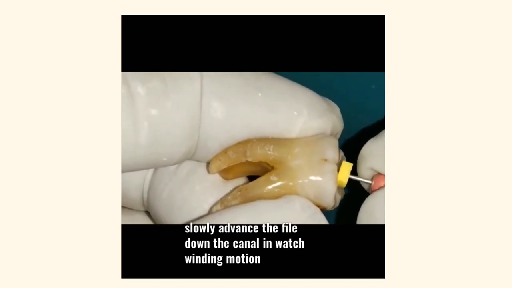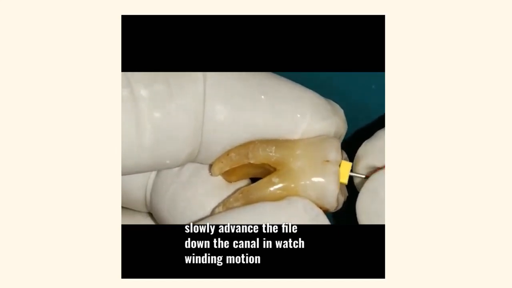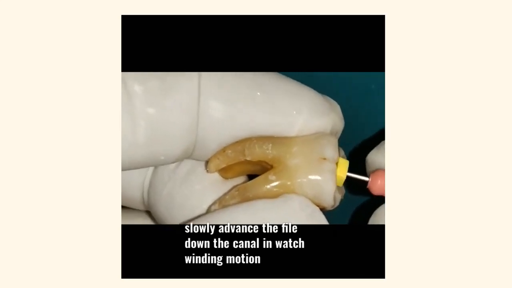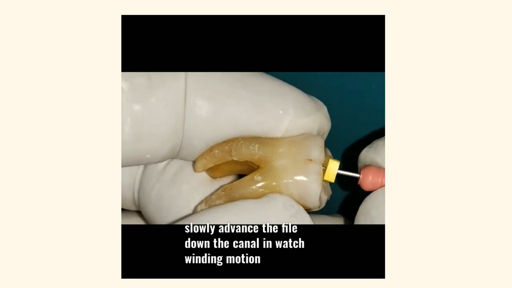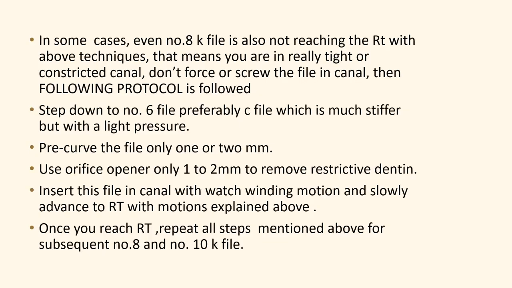Once you reach the radiographic terminus, do a little up and down motion to loosen the file in the canal. Again repeat all the steps mentioned above for the subsequent number 8 and number 10K files. These are the description of the steps which you have done.